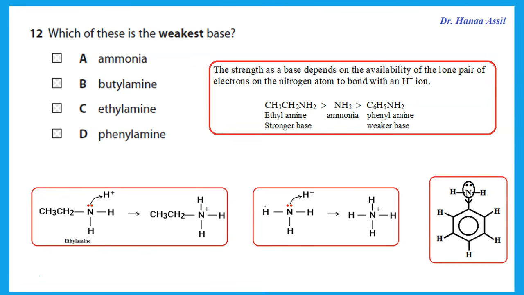But if we look at phenylamine, you should realize that the lone pair of electrons on the nitrogen overlap with the electron cloud in the benzene ring, so that makes that lone pair of electrons on the nitrogen not really available to make a dative bond with H+, so this would be the weakest base in that list.